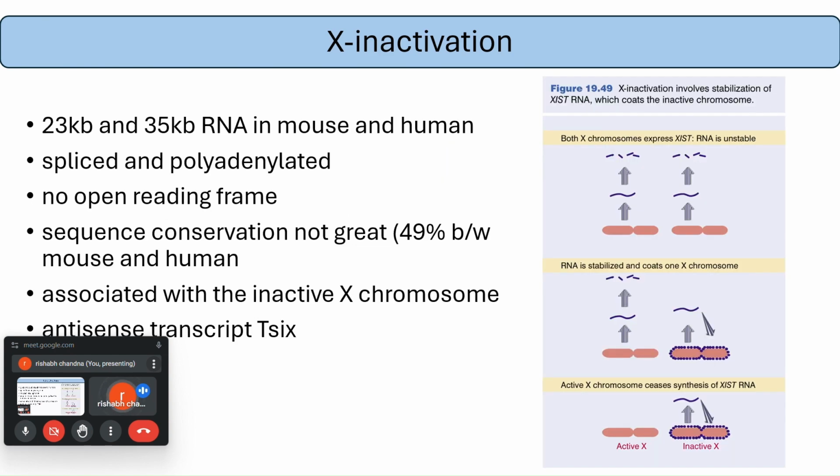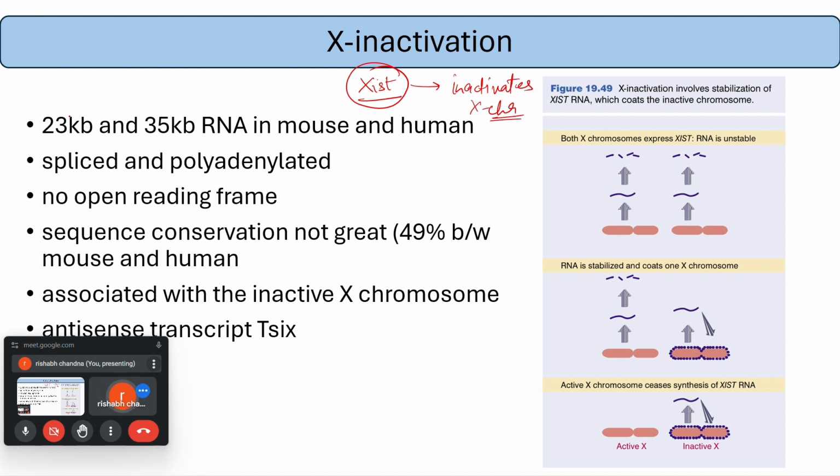Now, how does this happen? X inactivation is due to a long RNA, that is Xist. This Xist is the RNA that covers the X chromosome and inactivates it.